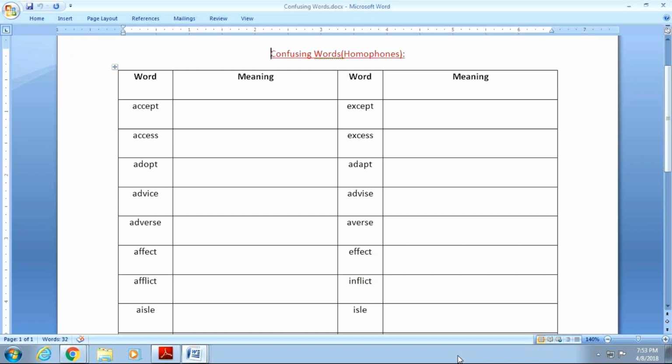Because the SAT test maker misuses these two words quite often. This is one of the most important testing points of the SAT, these two words, and also affect and effect, EFFECT and AFFECT. Okay, and the next words are adverse and averse.